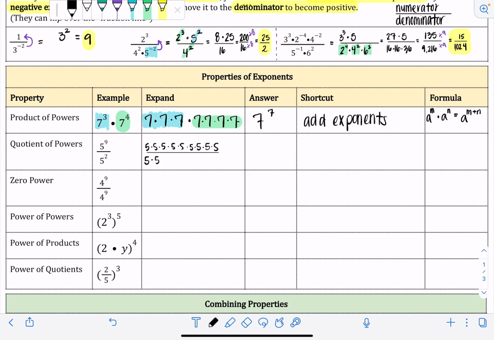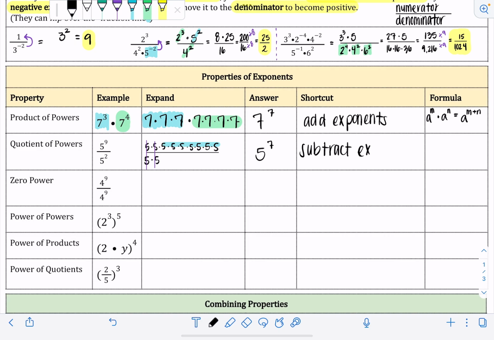We know when we divide one number by itself, it cancels out. So I can wipe these out, I can wipe these out, and now I have 1, 2, 3, 4, 5, 6, 7 fives being multiplied together. So my answer is 5 to the 7th power. If you notice, I started with 9 fives, and then 2 of them canceled out, so I was left with 7. I was subtracting the exponents. So our shortcut is to subtract the exponents.